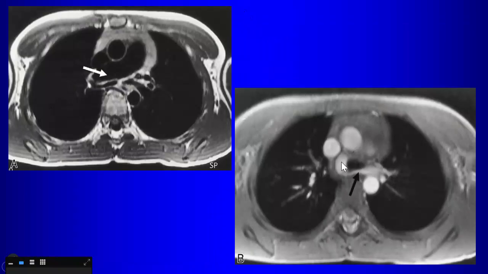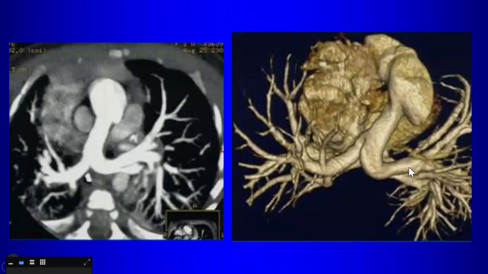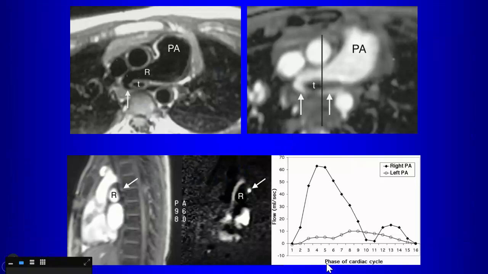And then here it is on MR. You can see the vessel going across between the trachea and the esophagus, and a nice volume rendered view showing that here. Now they can also have abnormal blood flow because that pulmonary artery can be small. If you look at the pulmonary blood flow with phase contrast MR, here you're looking at the right pulmonary artery and the left. Notice there's more blood flow through the right pulmonary artery than there is through the left, right? So this can also be associated with decreased perfusion of the left lung. That can be another reason why the left lung can be small in these cases.